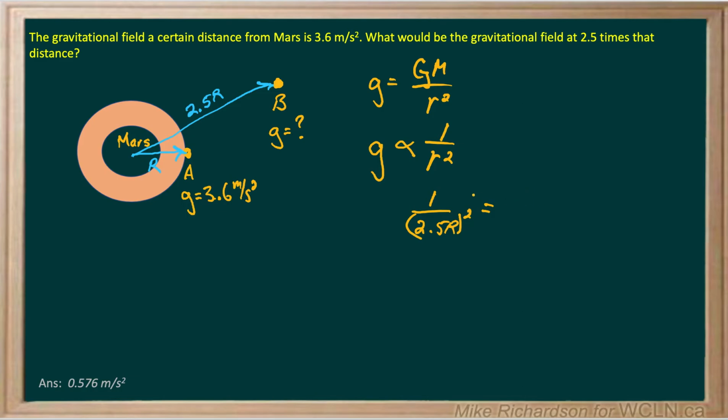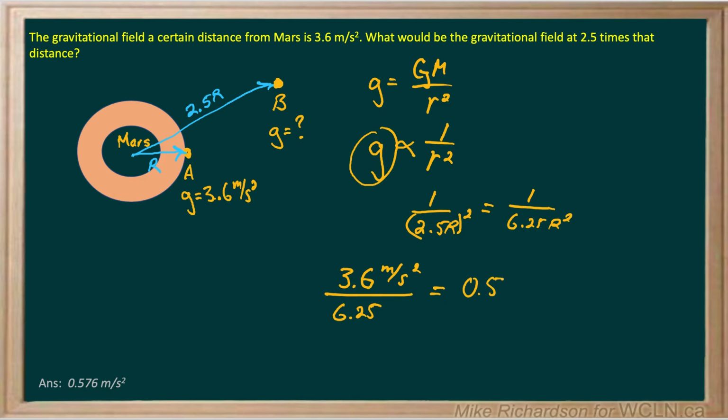So 2.5 times r, and we have to square it all, gives us a factor of 6.25 r squared. So in other words, my little g will be reduced by a factor of 6.25. So if I take my original gravitational field strength and I divide it by 6.25, I would get my answer to be 0.576 meters per second squared.